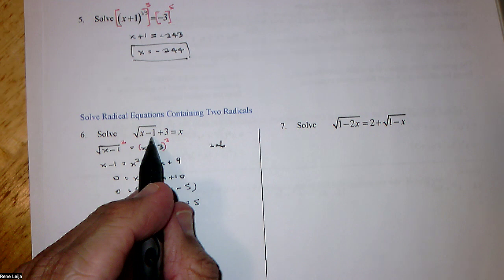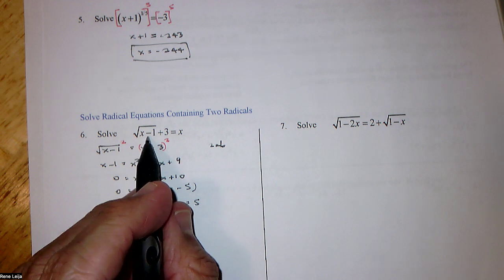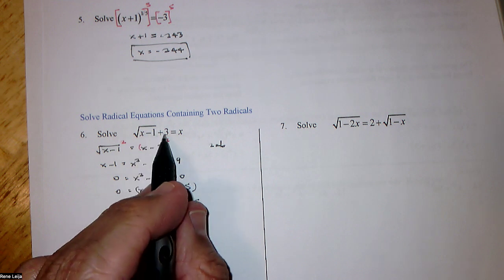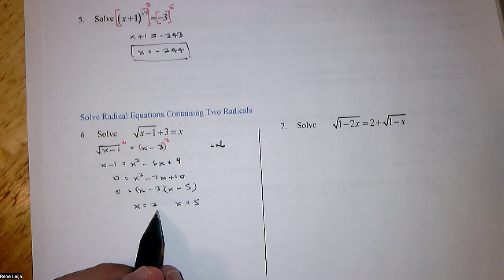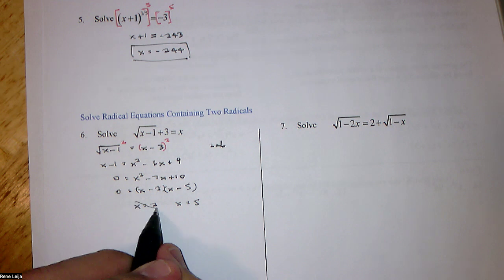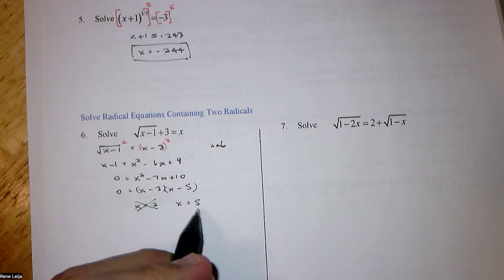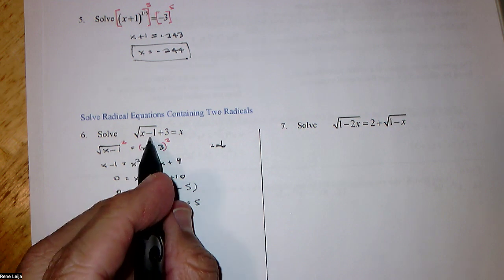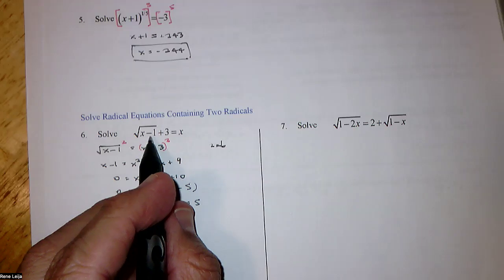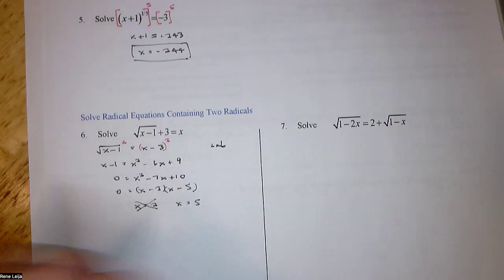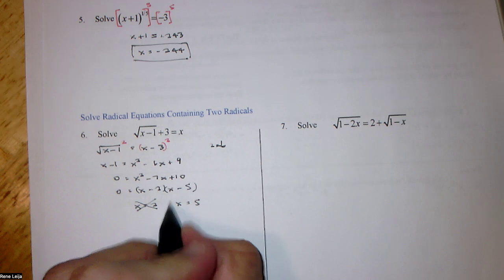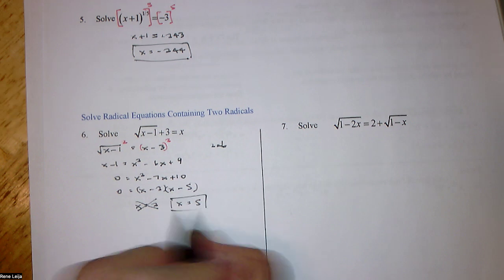2 minus 1 is 1. The square root of 1 is 1. 1 plus 3 is 4, not 2. So this does not work. Let's plug in the 5. 5 minus 1 is 4. The square root of 4 is 2. 2 plus 3 is 5. This one works. So we keep the 5.